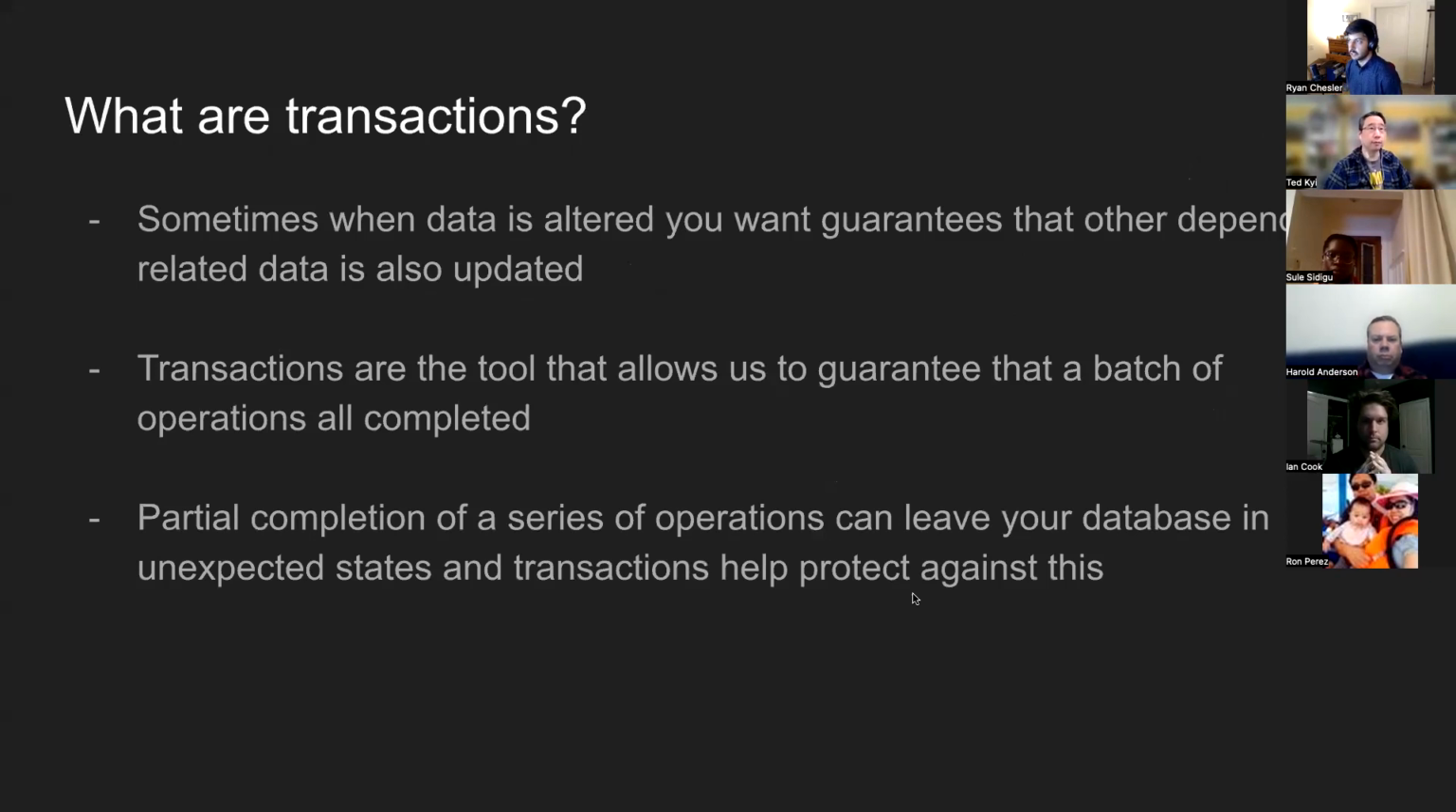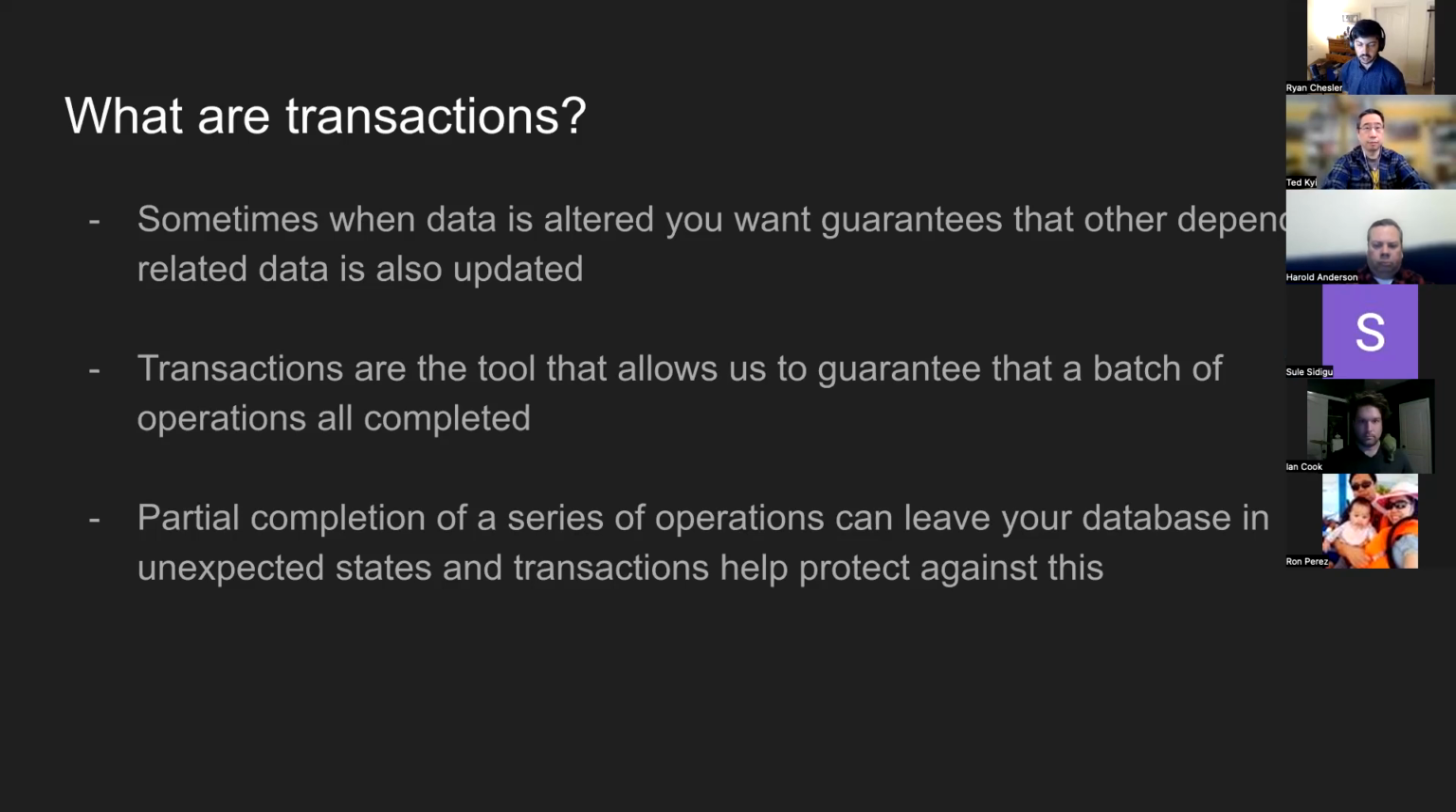So the first piece of this is what are transactions. I think that we've actually kind of mentioned these in the past a little bit. But just to go into what exactly they are, sometimes when you're doing various write operations, you want guarantees that everything happened that you expected in a certain sequence. If you do things out of order, or if you do things incompletely, then you can end up in bad states with your database.